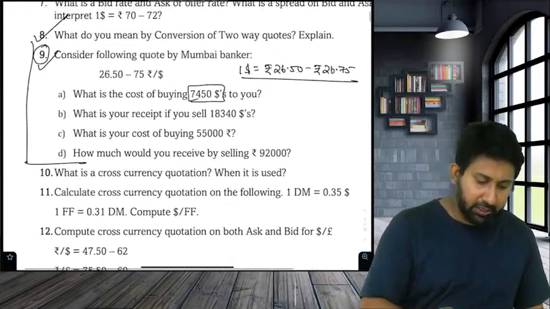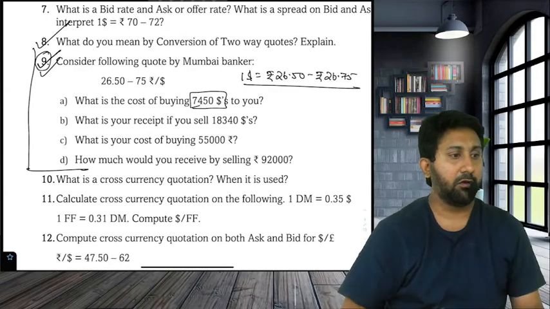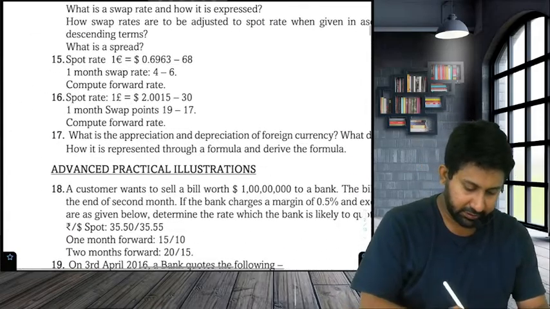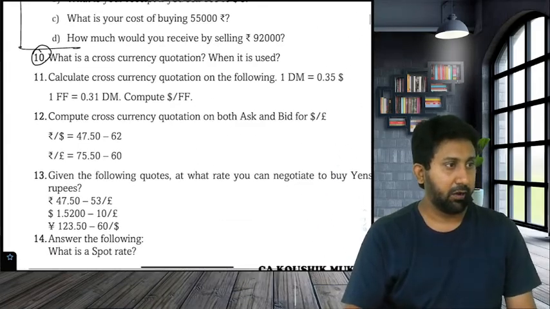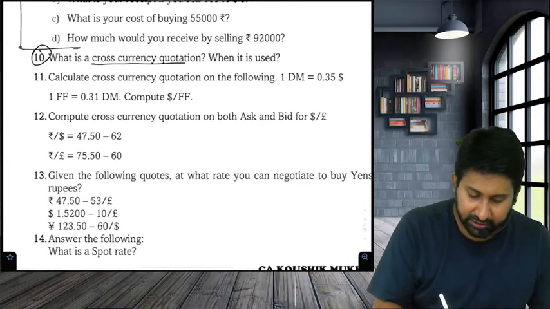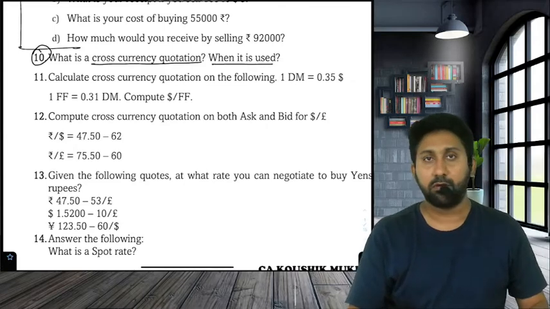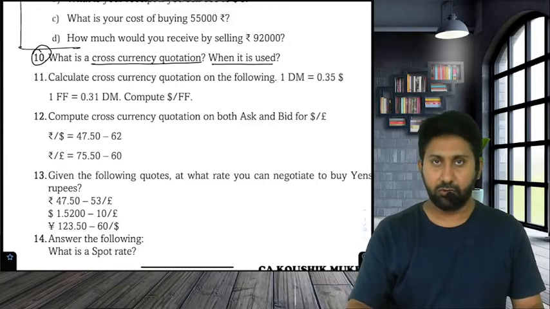Up to the 9th question we have completed in our previous class. Now we are going to do from 10 to 17. Now 10. What is a cross currency quotation and when it is used is the question.